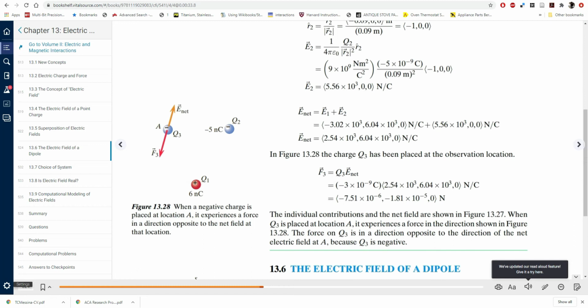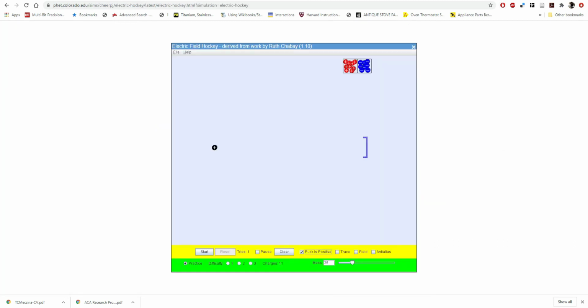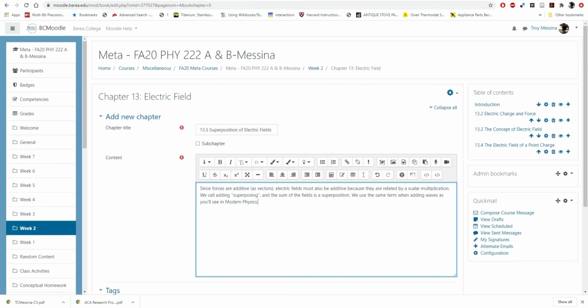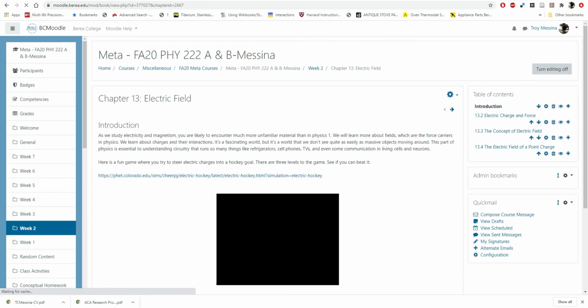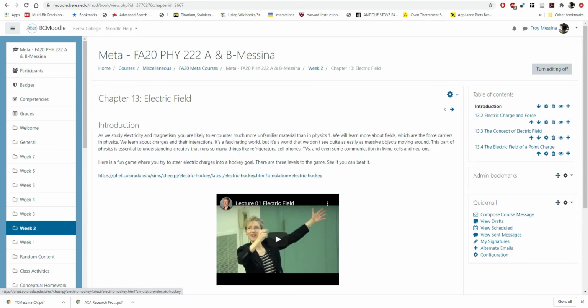So I thought I would set this problem up just to look at it qualitatively, and I'm going to use a PhET simulation called electric field hockey. There's a link to this earlier in the Moodle course, I believe in the introduction of chapter 13. So let me just take a look. Yeah, it's here in the electric field introduction section. So I'm going to set this up.